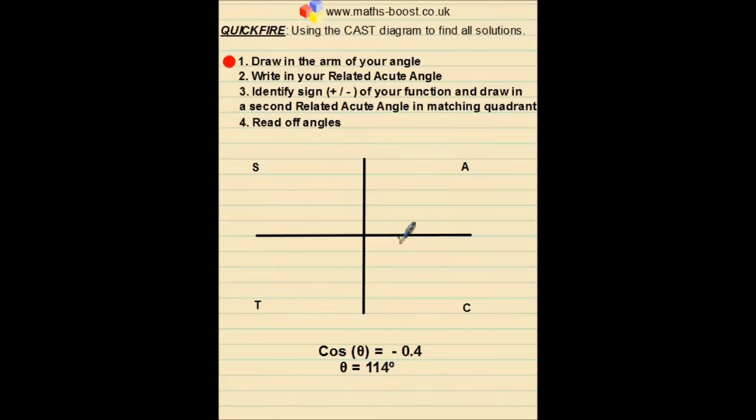We'll draw in the arm of our angle starting from the positive x-axis and for positive angles moving in a counterclockwise direction. 114 degrees will be about here. We write in our related acute angle, always measured from the nearest x-axis.